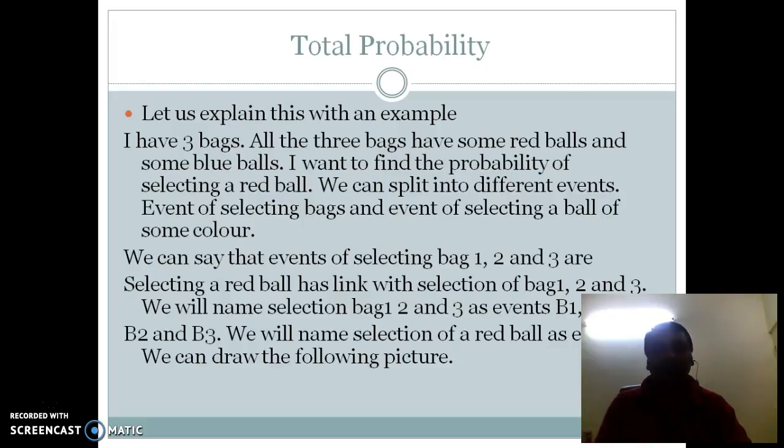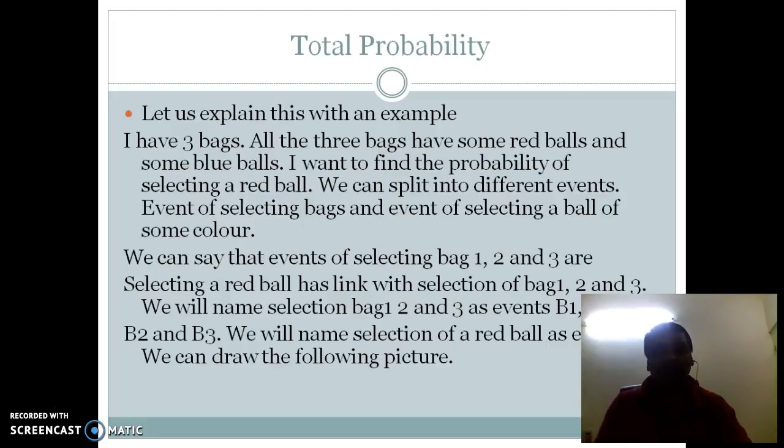Next, let us see the concept of total probability. Let's explain this with an example. I have 3 bags. All the 3 bags have some red balls and some blue balls. I want to find the probability of selecting a red ball. We can split into different events: the event of selecting bags and the event of selecting a ball of some color.